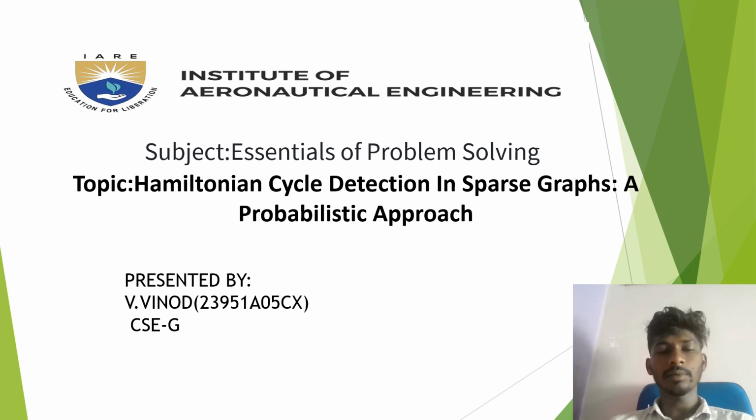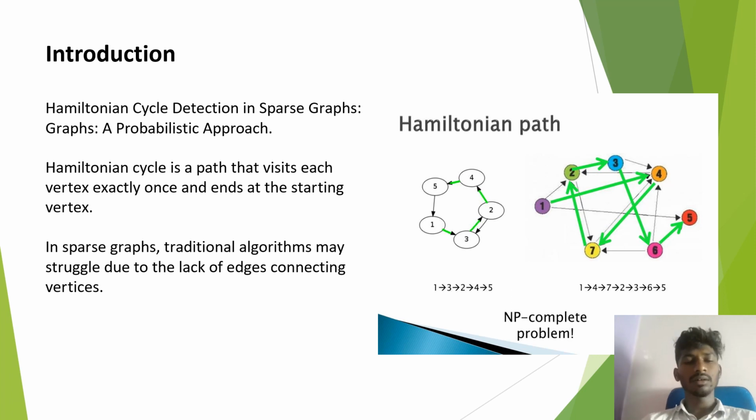Today I am speaking on a topic about Hamiltonian cycle detection in sparse graphs: a probabilistic approach. First of all, let me give an introduction about Hamiltonian cycle detection in sparse graphs. A Hamiltonian cycle is a path that visits each vertex exactly once and returns to its starting vertex. Mainly in a Hamiltonian path, there are necessary rules: the end vertex and starting vertex should be the same. In sparse graphs, traditional algorithms may struggle due to the lack of edges connecting vertices.